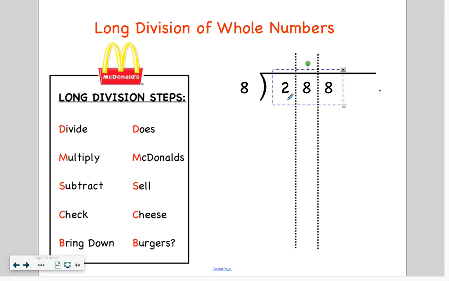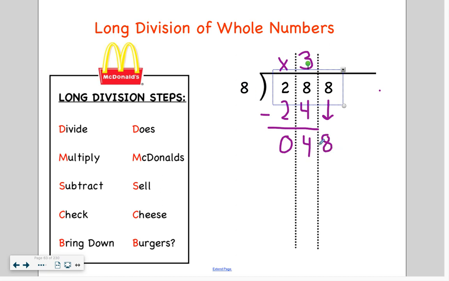For this last problem, 8 again can't go into 2. So if we have 2 fingers, we can't make a group of 8. Sorry about the box that's checked. So 8 goes into 28 how many times without going over? 8 goes in 3 times. 3 times 8 is 24. Subtract. 4 is less than 8. So we are good. We'll bring down the 8.